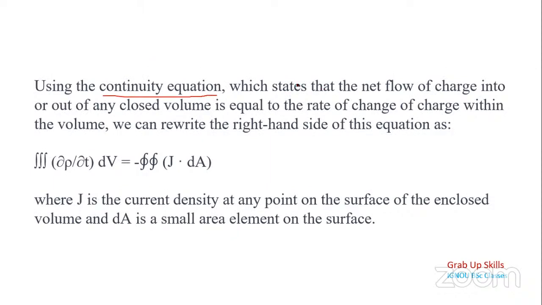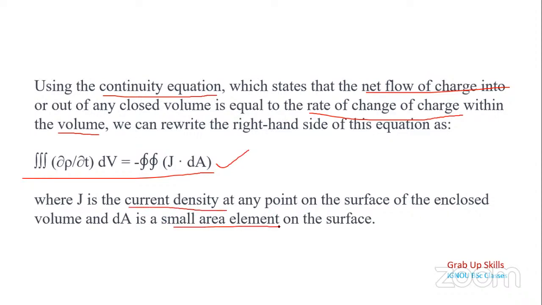Now we will use the continuity equation. What does it state? It states that the net flow of charge into or out of any closed volume is equal to the rate of change of charge within the volume. So we will rewrite the right hand side, RHS, of the equation, and we would get this new equation. What is J here? It is the current density, and dA is nothing but the small area element on the surface.